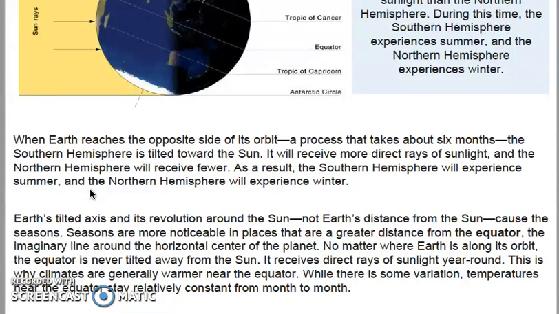Seasons are more noticeable in places that are greater distances from the equator. That's the imaginary line around the horizontal center of the planet. No matter where Earth is along its orbit, the equator is never tilted away from the sun. It receives direct sunlight year-round. This is why climates and weather are generally warmer near the equator. While there is some variation, temperatures near the equator stay relatively constant from month to month.